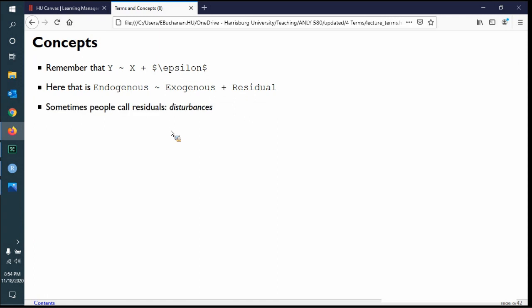Now, sometimes I feel like you can tell when someone learned structural equation modeling because the older they are, the more likely they are to call them disturbances. So if you ever see this sort of delta, I think it's a delta, that looks a little like a music note on one of these models, or hear somebody talk about disturbances, it makes me laugh. It makes me think of Star Wars, but that is an error term.